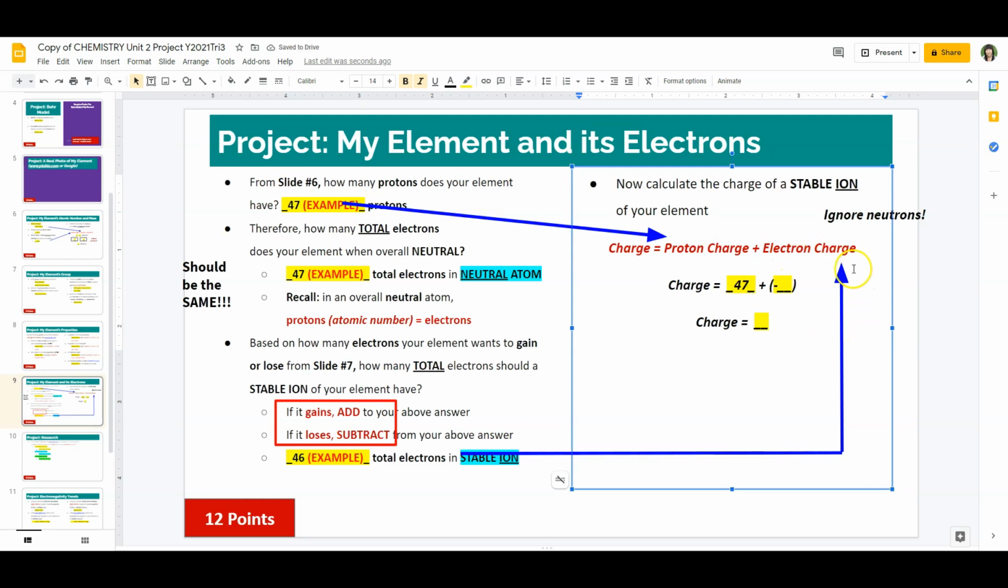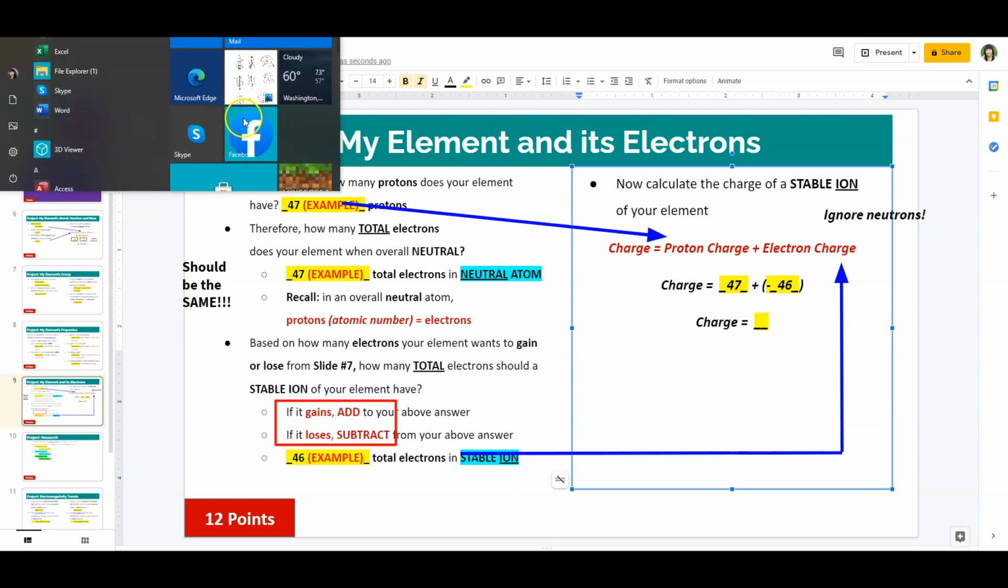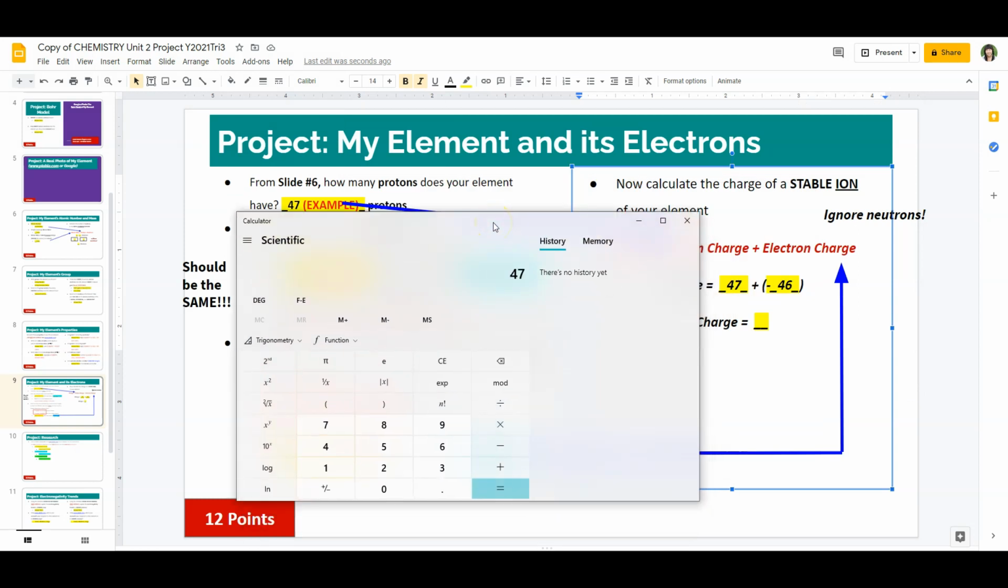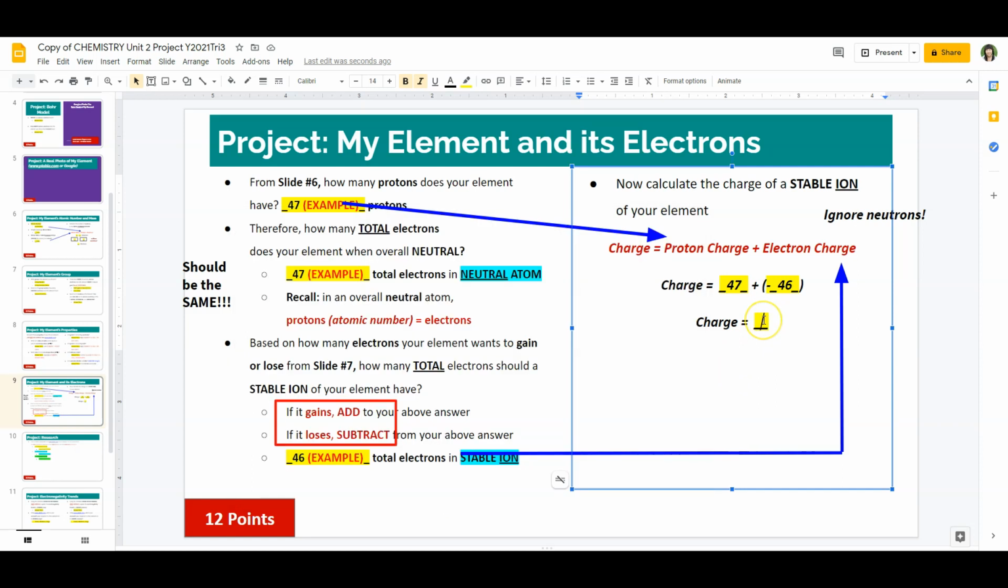And my electron charge is going to, again, be from the stable ion. So not the neutral one, but the stable one from down here. We have arrows to help you out with that. Here, mine would be 46, but that 46 should be negative. The negative sign is actually already here for you, so it would be negative 46. If I were to plug that into my calculator, anytime you add a negative sign, that's identical to subtraction. So this would be the same as 47 minus 46. My answer would be that I end up with a charge of 1.